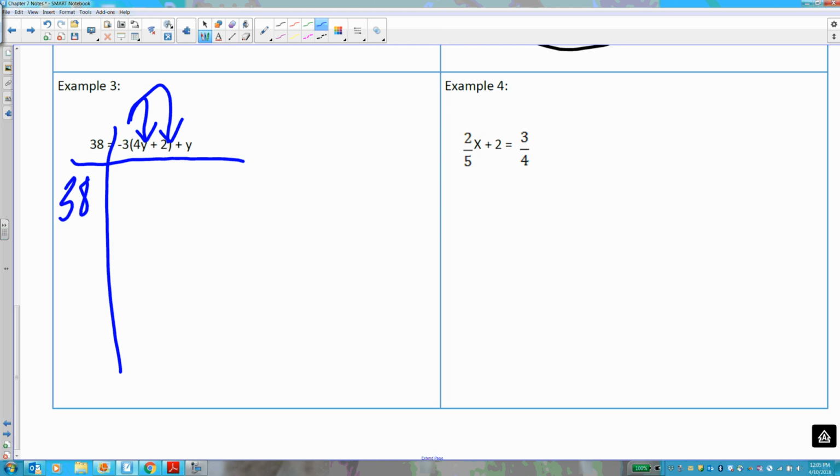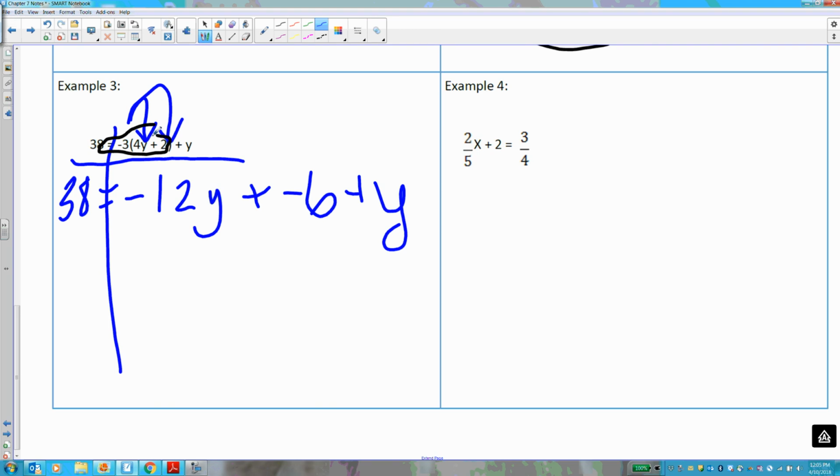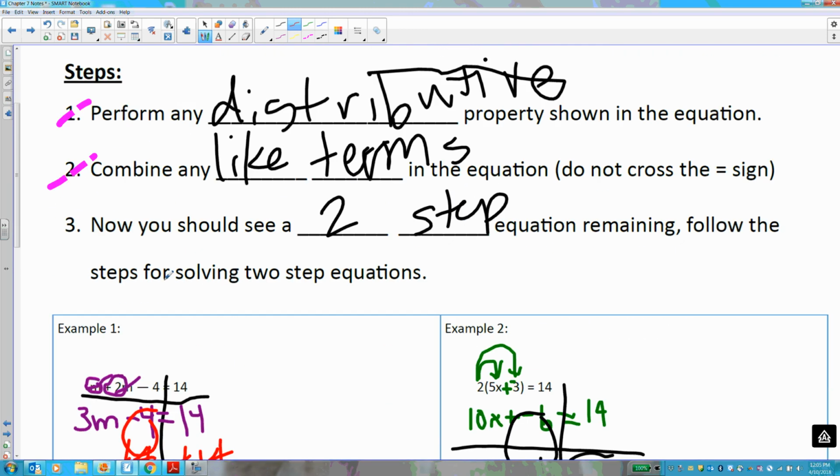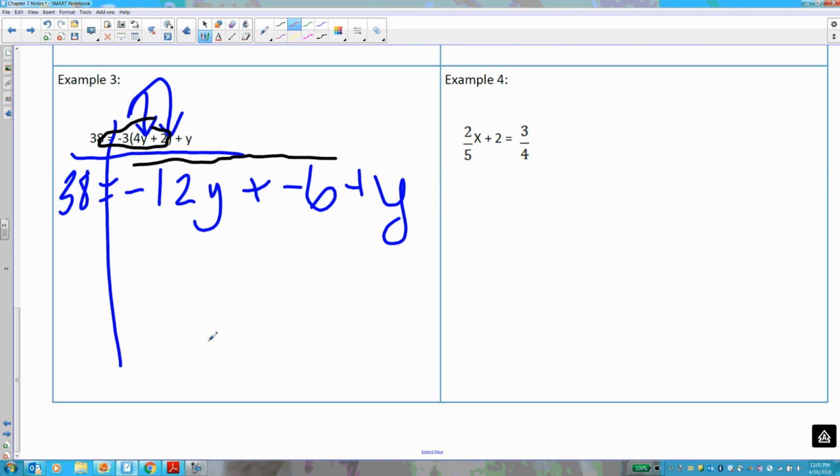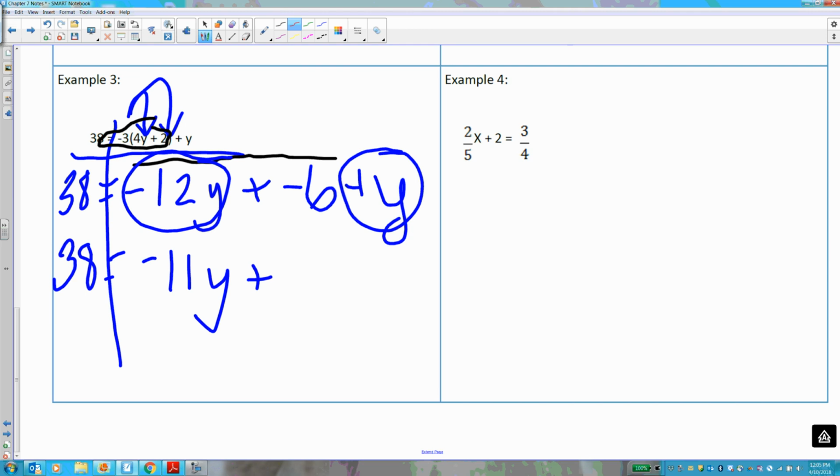So the 38 stays the same because nothing to do on that side. Negative 3 times 4 is negative 12y plus negative 3 times negative 2 is negative 6 plus y. So basically, I've made this little part become this part. All right. Now, so we've done the perform the distributive property, get rid of the parentheses. We can combine like terms. So I have the 12y and the y. So if I have negative 12y plus a y, I actually have negative 11y plus negative 6.